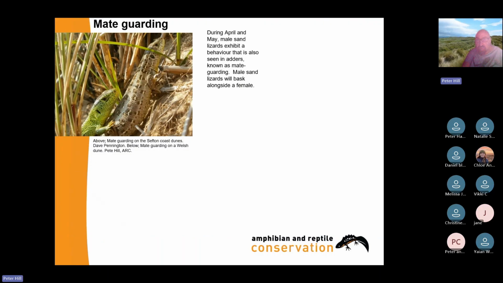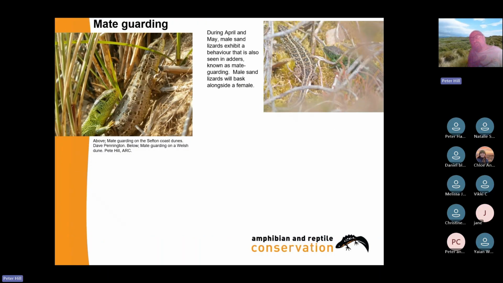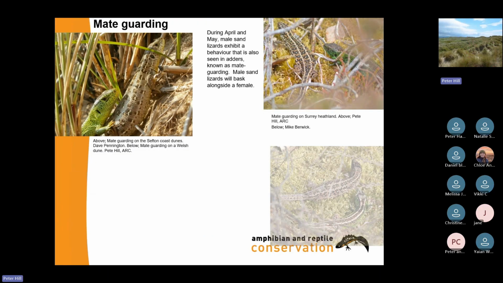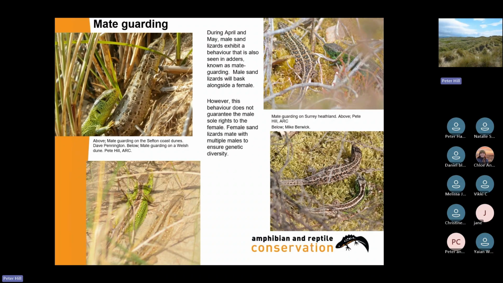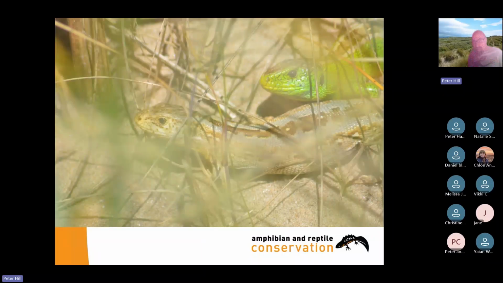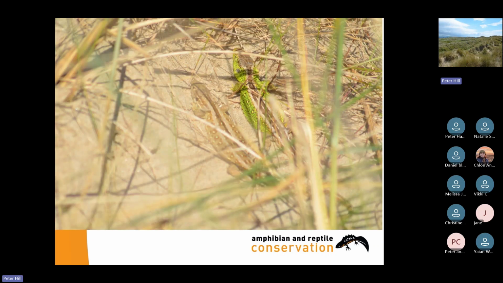Mate guarding is when males bask near the females. Adders do the same thing as well. It doesn't work, okay? It's trying to keep the female all to himself. It doesn't work. Here's another pair doing it. I photographed this in Anglesey. Beautiful, typical June-coloured male there. Some more doing the same thing on this grass.